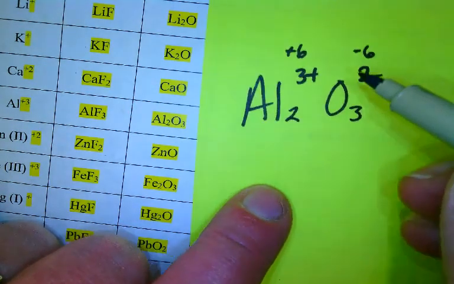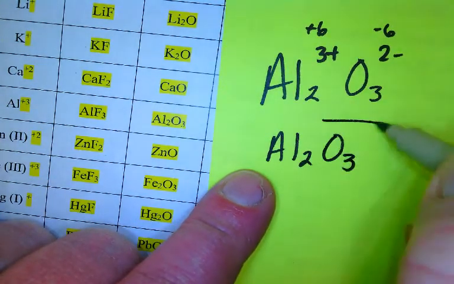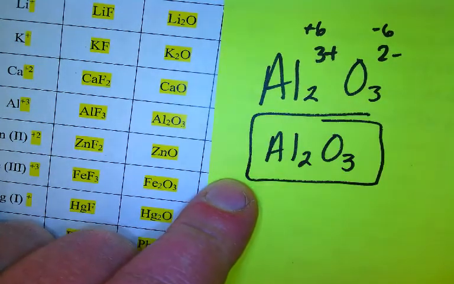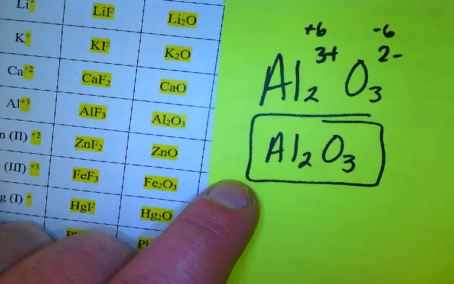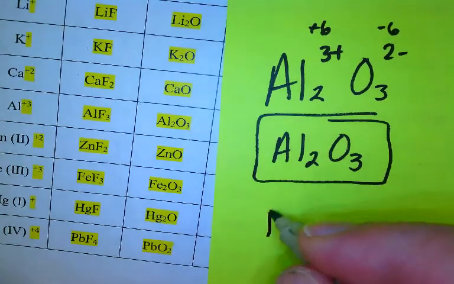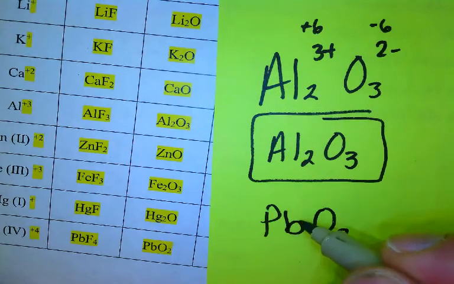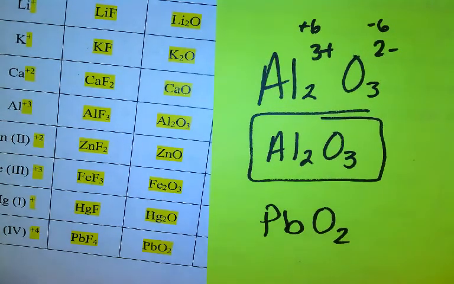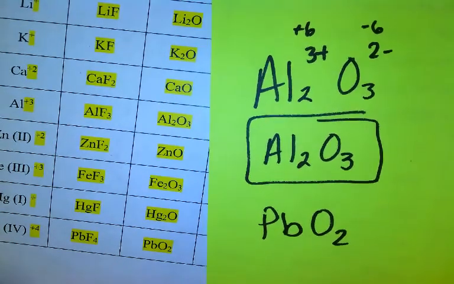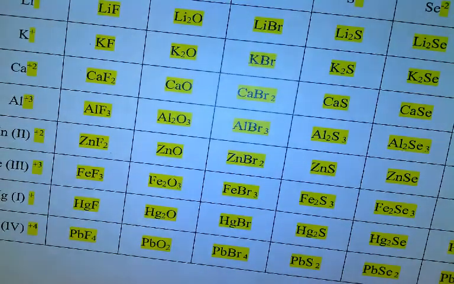And then here are my rules for the day. Rule number 2: when you write your formula, you never have charges in it. Rule number 3: when you write your formula, you never have Roman numerals in it. So for this formula down here, I'm going to write PbO2. I'm not going to write Pb Roman numeral 4 O2. That would be a no-no. No Roman numerals, no charges.